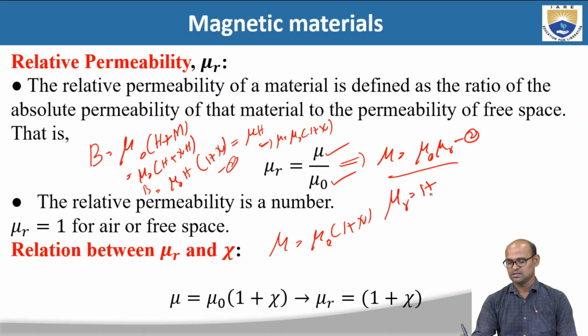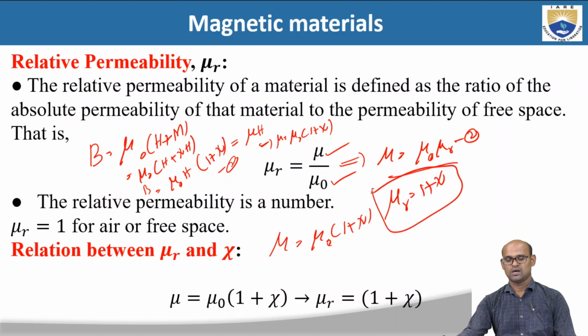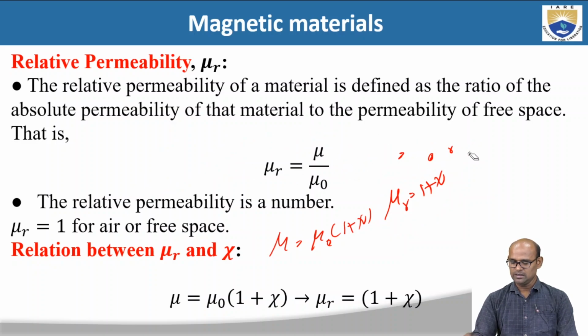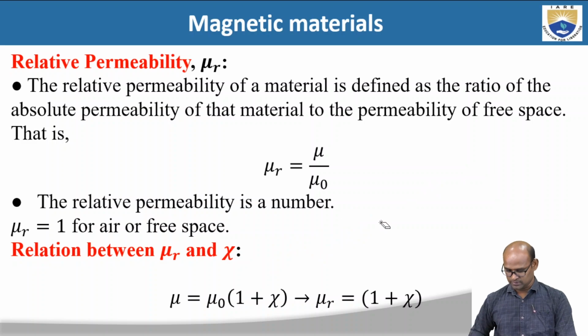This is a very important equation which we use in solving numerical problems. That is, relative permeability is equal to 1 plus chi, which is susceptibility. So this is relative permeability, and this is the relation between relative permeability and susceptibility.